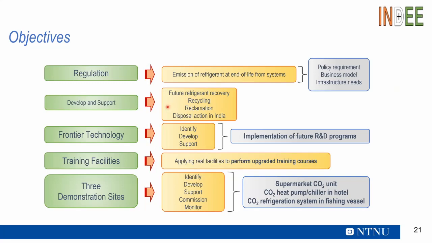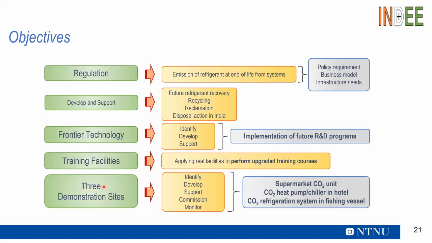For every technology, for every new refrigerant, these have to be adopted in a new manner. So for CO2, we are going to develop and support all these actions. Then there will be a frontier technology component in which we are going to implement future R&D projects. We will identify, develop, and support the different vendors, manufacturers, and whoever is interested in making, maybe in the academic section. There will be many training facilities which you might have already seen, which are upcoming already. And there will be many demonstration sites. We have mentioned 3, but we are hoping to have more than 5 after 2 years.